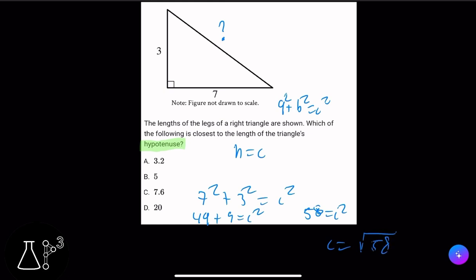So what I want to do is look at my answer choices and see which one correlates, right? It can't be 20 because the square root of 20 equals 400, square root of 5 equals 25, sorry, and the square root of 3.2 roughly gives me 9 point something. Therefore, my answer is going to have to be C, because that is the closest length to the hypotenuse.